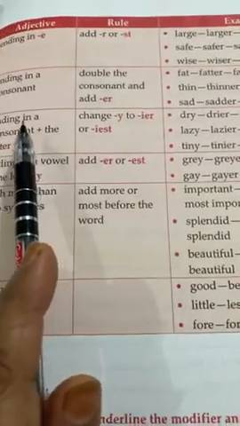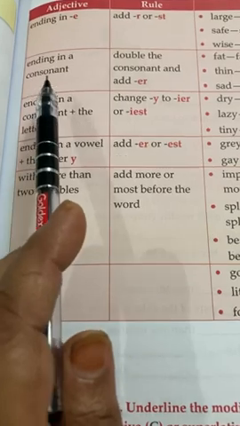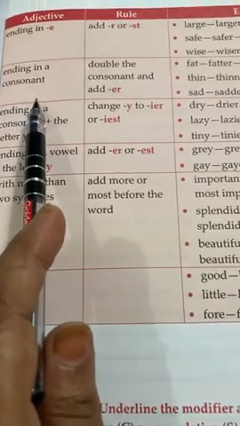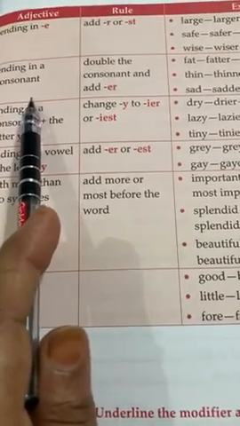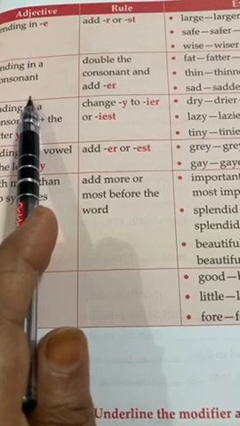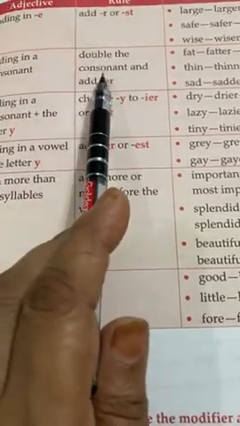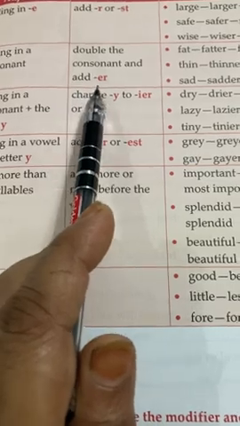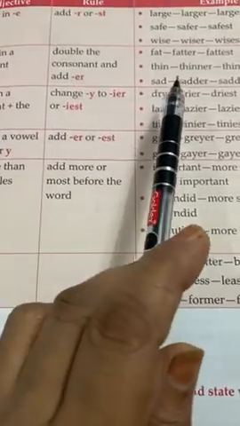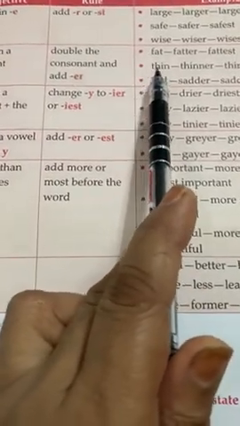Come to the next one. If an adjective ends with a consonant, how can we make a superlative or a comparative form? We double the consonant and add ER. Okay, for example, just have a look. Fat, F-A-T.